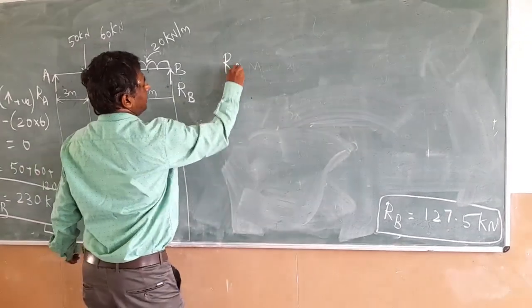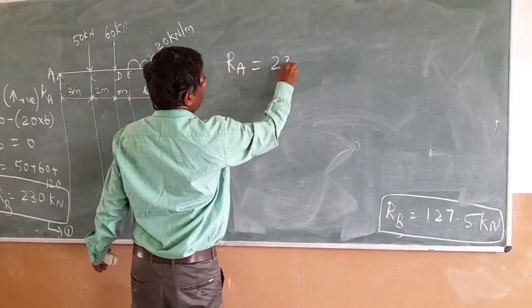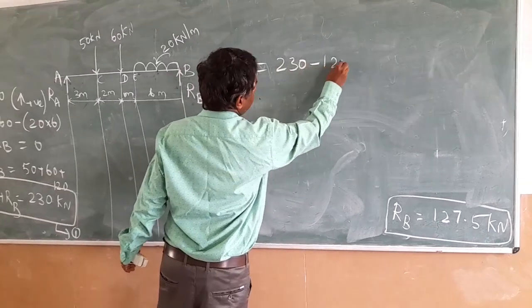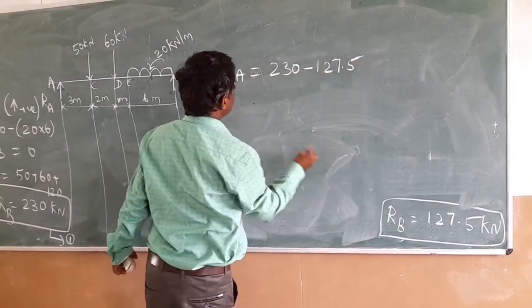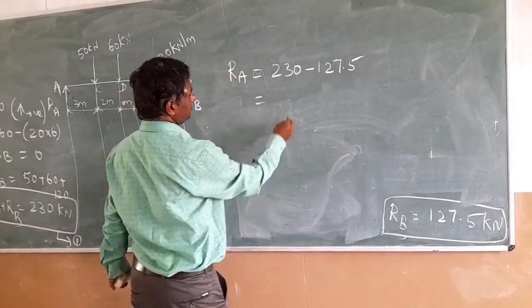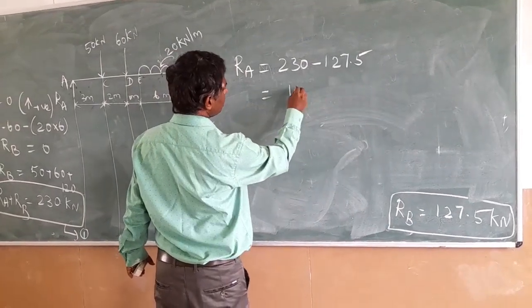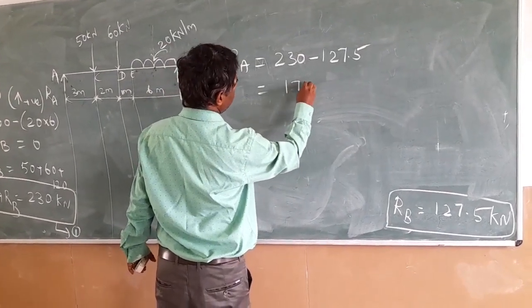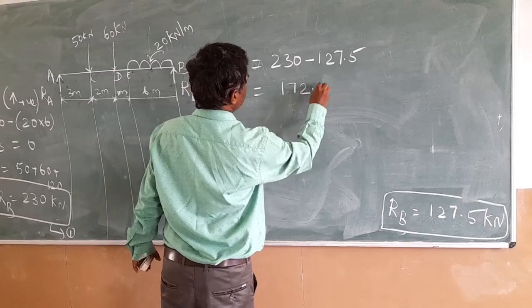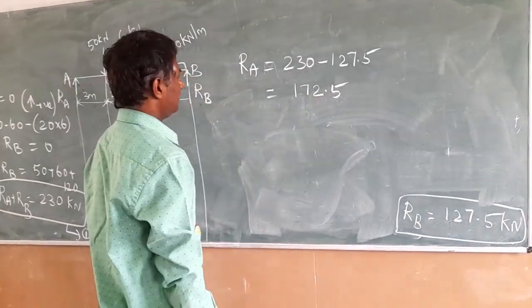So RA is equal to 230 minus 127.5. That value is equal to 172.5. Okay.